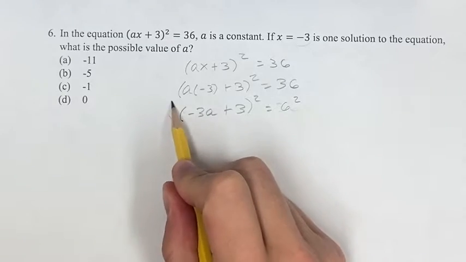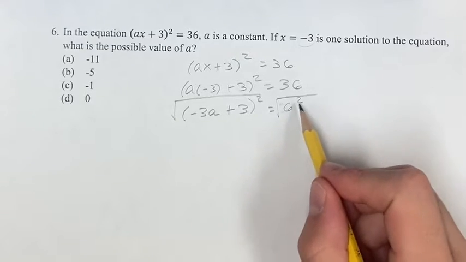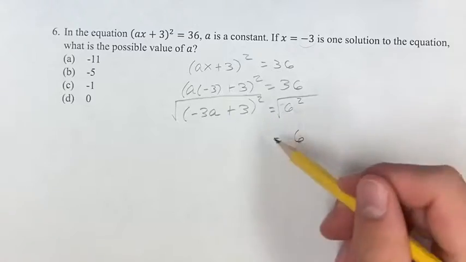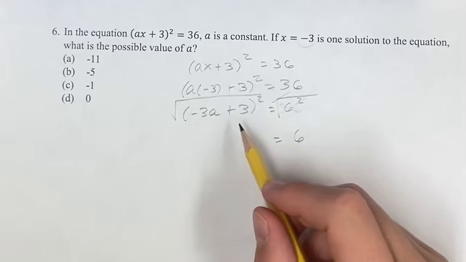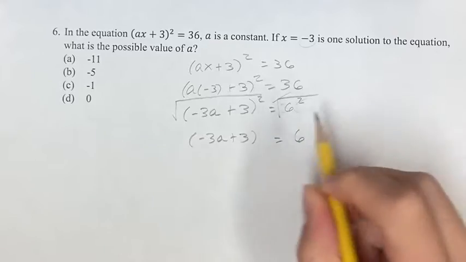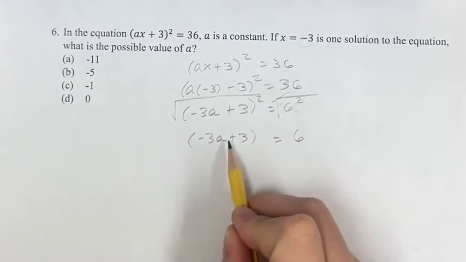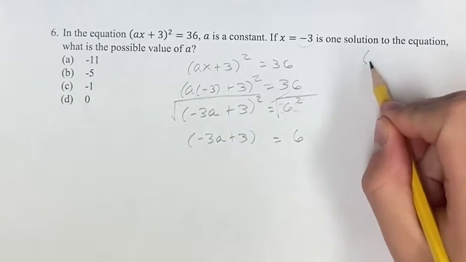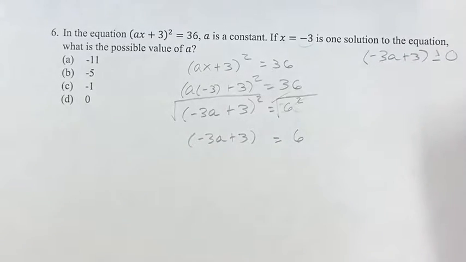So we can take the square root of both sides, but we have to be careful here. The square root of 6² is just 6, right? The square root of anything squared is just itself, so we can think of it as these basically canceling. It's not quite that easy when you have a variable. It's close. So you have -3a + 3. The square root of that squared is equal to just -3a + 3 if the thing that's being squared is greater than or equal to 0.